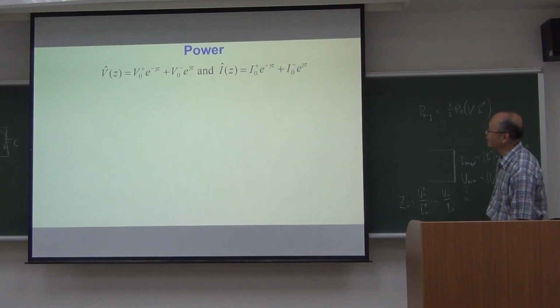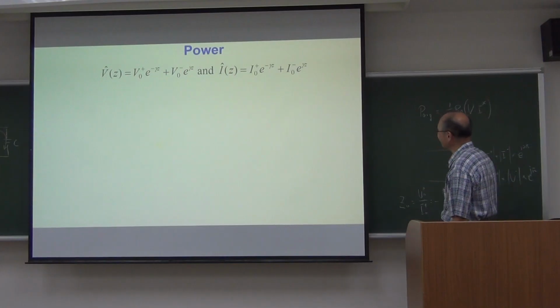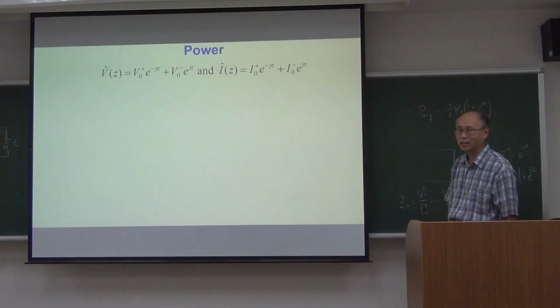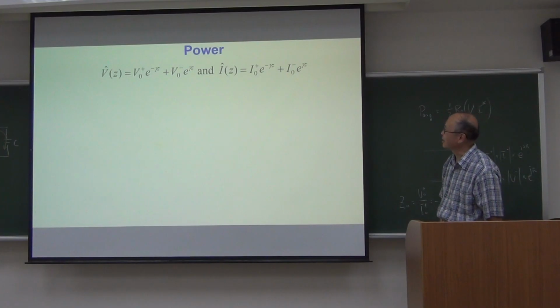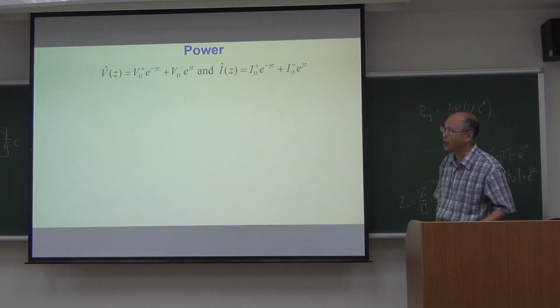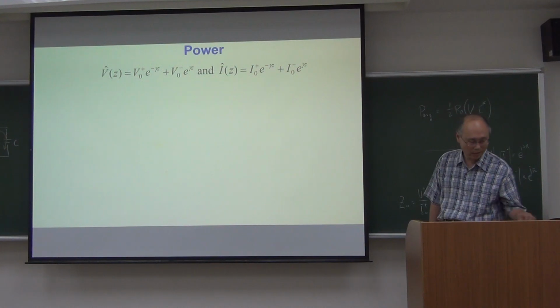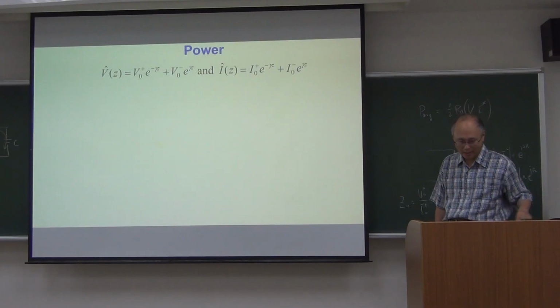Now we want to talk about power. The power calculation can be divided into instantaneous power and average power. Let's suppose that you don't have any loss on the transmission line, which is ideal, of course. But even when it is not an ideal situation, whenever we design such a transmission line, we want the loss to be minimal.